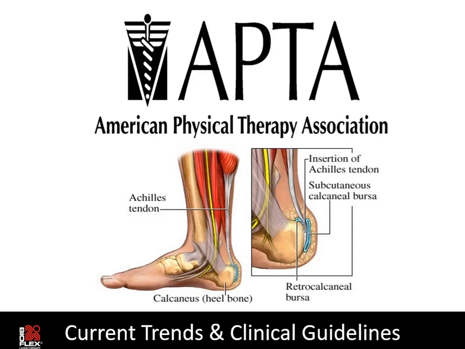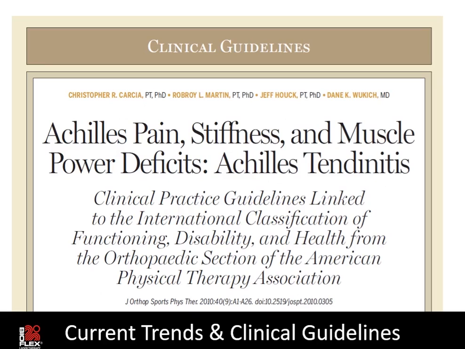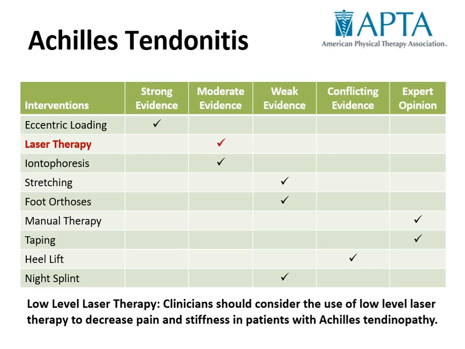The American Physical Therapy Association put out guidelines on the treatment of Achilles tendinopathies. This was back in 2010, and they looked at all the different interventions and the evidence based on the gold standard of randomized control trials. The top 2 most evidence-based therapies were eccentric loading exercises and low-level laser therapy, followed by iontophoresis, and much weaker evidence for things like stretching, orthotics, manual therapies, taping, heel lifts, and so forth. So this is really good evidence to suggest that it's very beneficial in patients with tendinopathies.